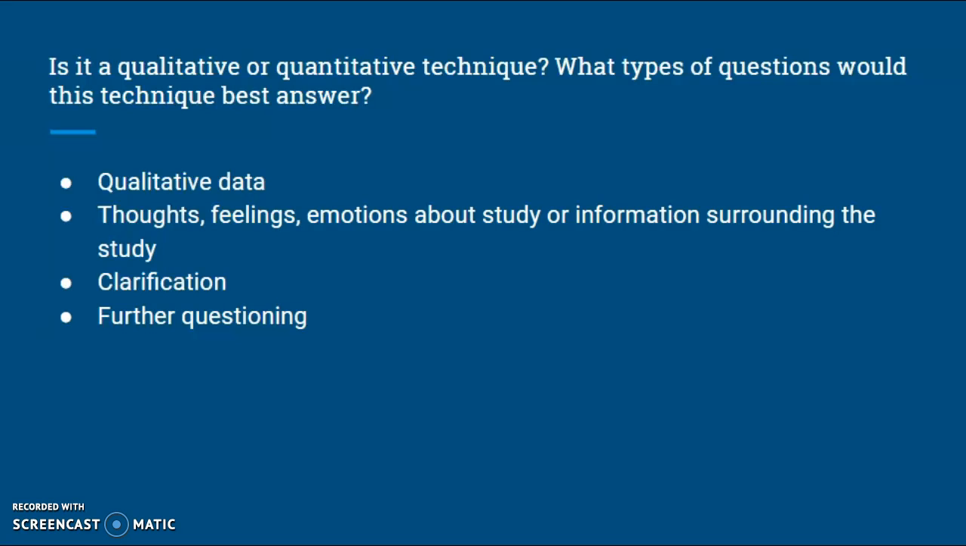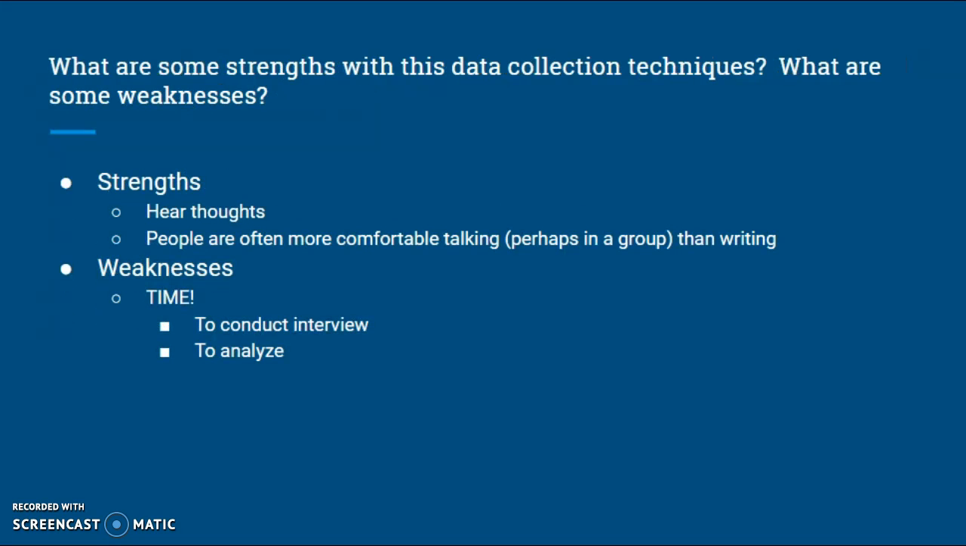Like, did their moods improve? Did their opinions on math improve? So you can also use it for clarification, to clarify anything that the student has done or said, and for further questioning if you have anything else that you want to ask your participants. What are strengths and weaknesses? The strengths are obviously you get to hear thoughts. It's not just looking at numbers on a paper. You actually get to know your participants and you hear how they're feeling about everything, and you can see if their mood is changing, if that's a variable that you're looking at.